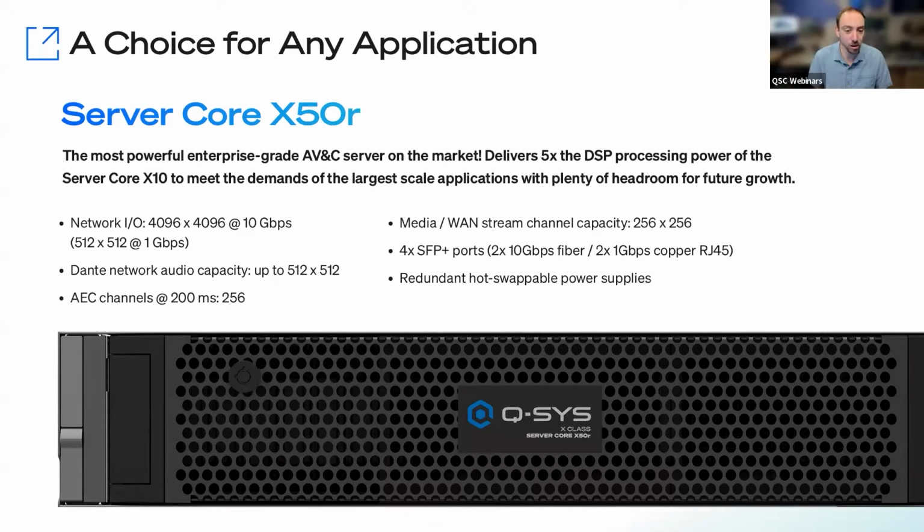4,000 channels is if you want to run an NFL stadium. You want to run an entire convention center off of one core. This is the processor to do it.